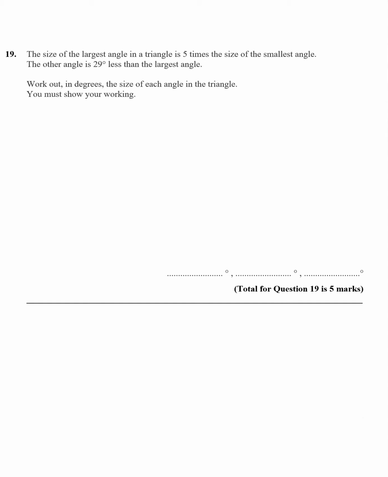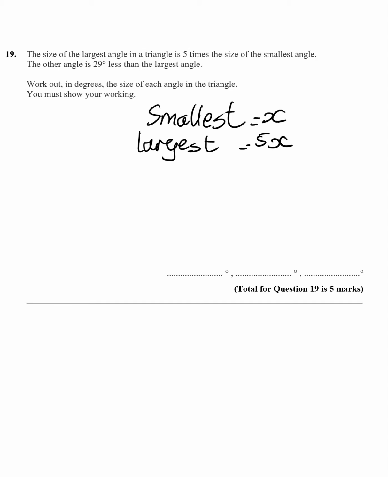Right, number 19. The size of the largest angle in a triangle is 5 times the size of the smallest angle. The other angle is 29 less than the largest angle. Work out in degrees the size of each angle. Okay, so the size of the largest angle is 5 times the size of the smallest. Right, so if we say the smallest is x, it's very similar to the other question actually. The largest is 5x. The other angle is 29 less than the largest. So the other one, if we get the largest, take away 29.